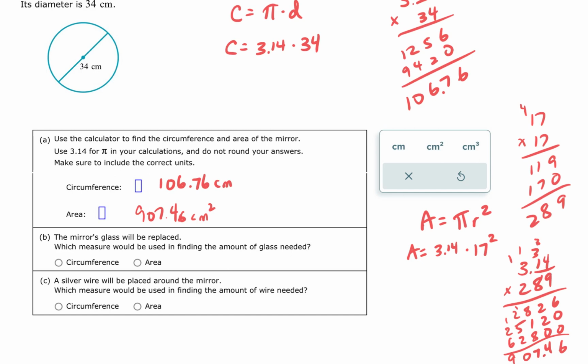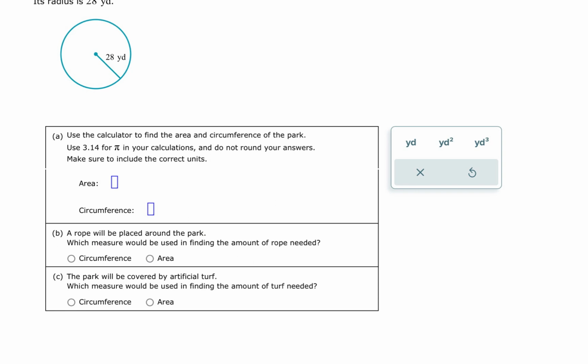Now problem B says the mirror's glass will be replaced. Which measure would you use to find the amount of glass needed? The amount of glass is the space that the mirror takes up, and the space that the mirror takes up is its area. A silver wire will be placed around the mirror. Which measure would be used to find the amount of wire needed? So the silver wire is going to go around the mirror. Distance around is circumference.